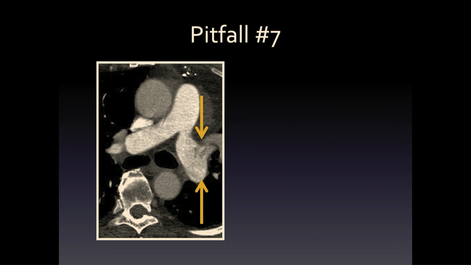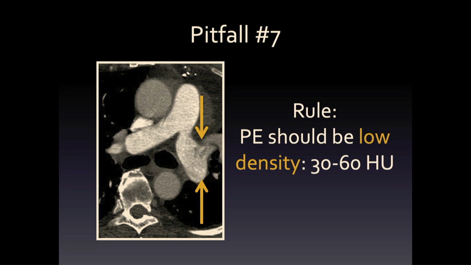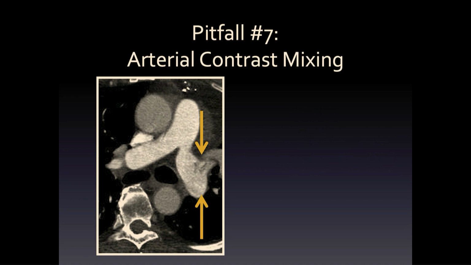All right, pitfall 7. Definitely this is in an artery because it is connected to the main pulmonary artery, but we see some low density there. What rule would this violate so we know it's not actually a PE? If we measured it, that would not be clot density. I know it looks low, but it's actually probably well over 100, 150.